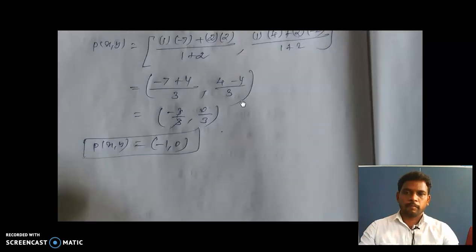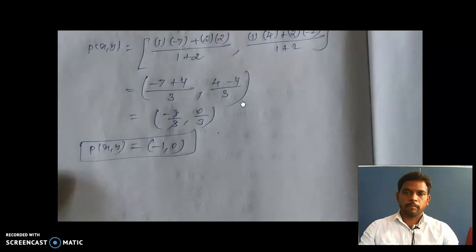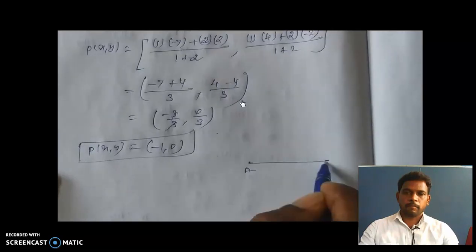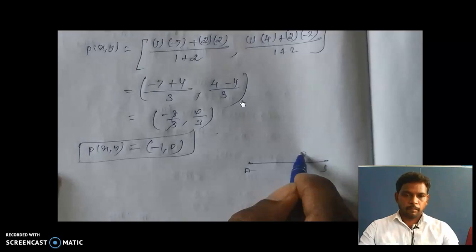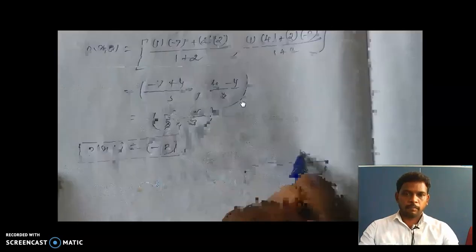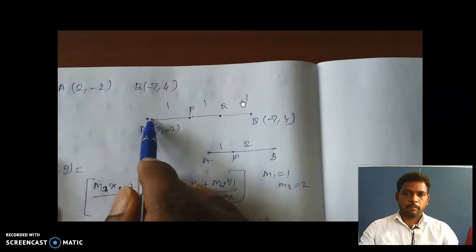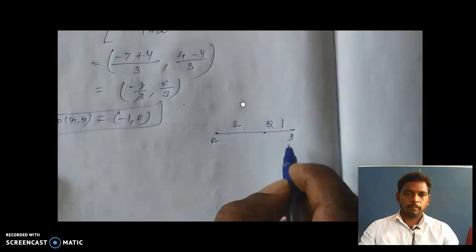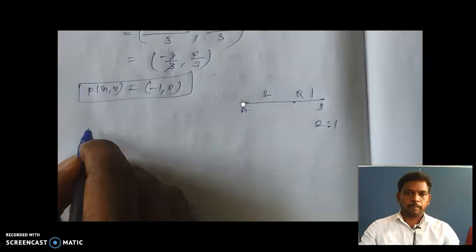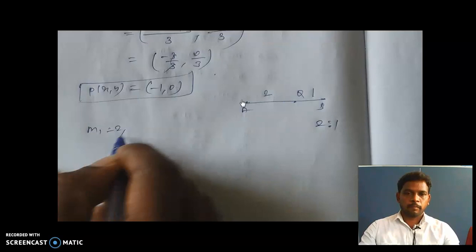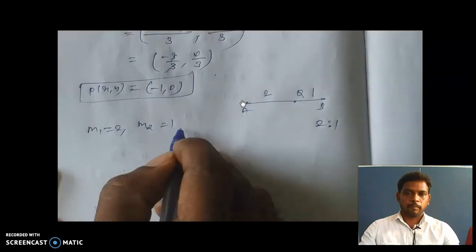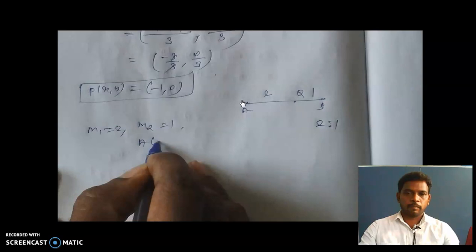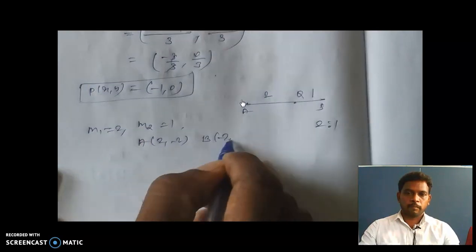Right? Next we are going to find out the coordinates of Q. In the diagram, this one is A, this one is B. Now let us take Q. What is the ratio here? AQ is 1 plus 1, 2 here. Therefore AQ is equal to 2 and QB is 1. Therefore Q divides the line segment in the ratio 2:1. So here M1 equal to 2 and M2 equal to 1, and A value is 2, -2, B value is -7, 4.